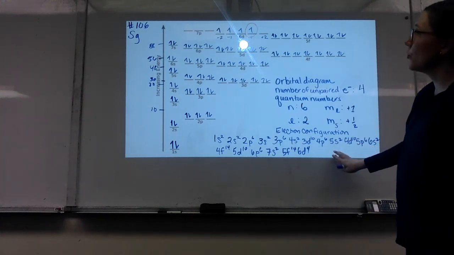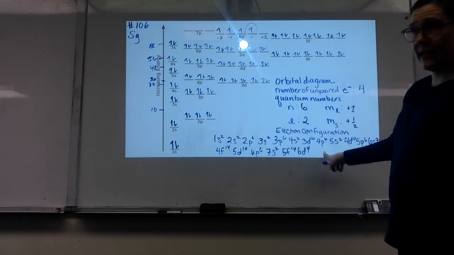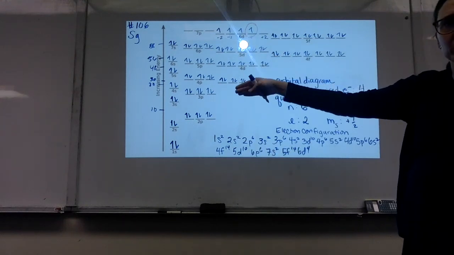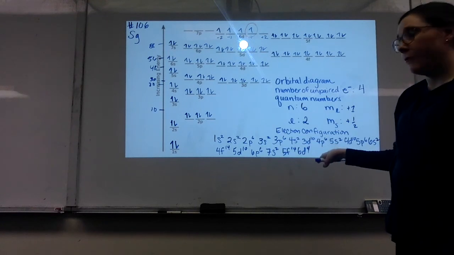This is just a shorthand version of the orbital diagram. This is what we're going to start to get straight from the periodic table. So you won't have to fill in all these arrows. You'll just be able to go right from the periodic table and write it out from there.